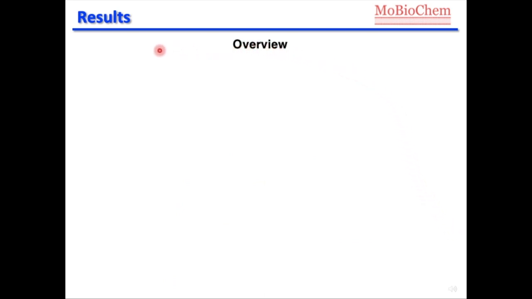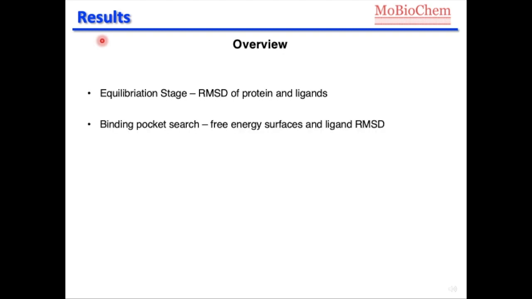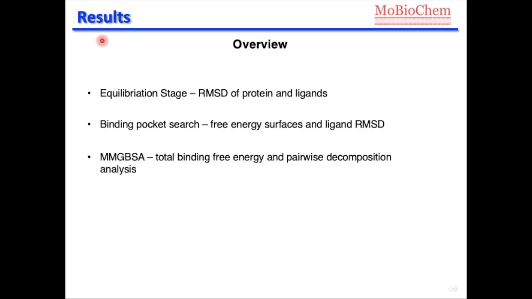Now let's get to the results. I will first introduce the equilibration stage, showing the RMSD of the protein and the ligands. Then the binding pocket search with the free energy surface of the two reaction coordinates chosen, and finally the MMGBSA results with the total binding free energy and the pairwise decomposition analysis.